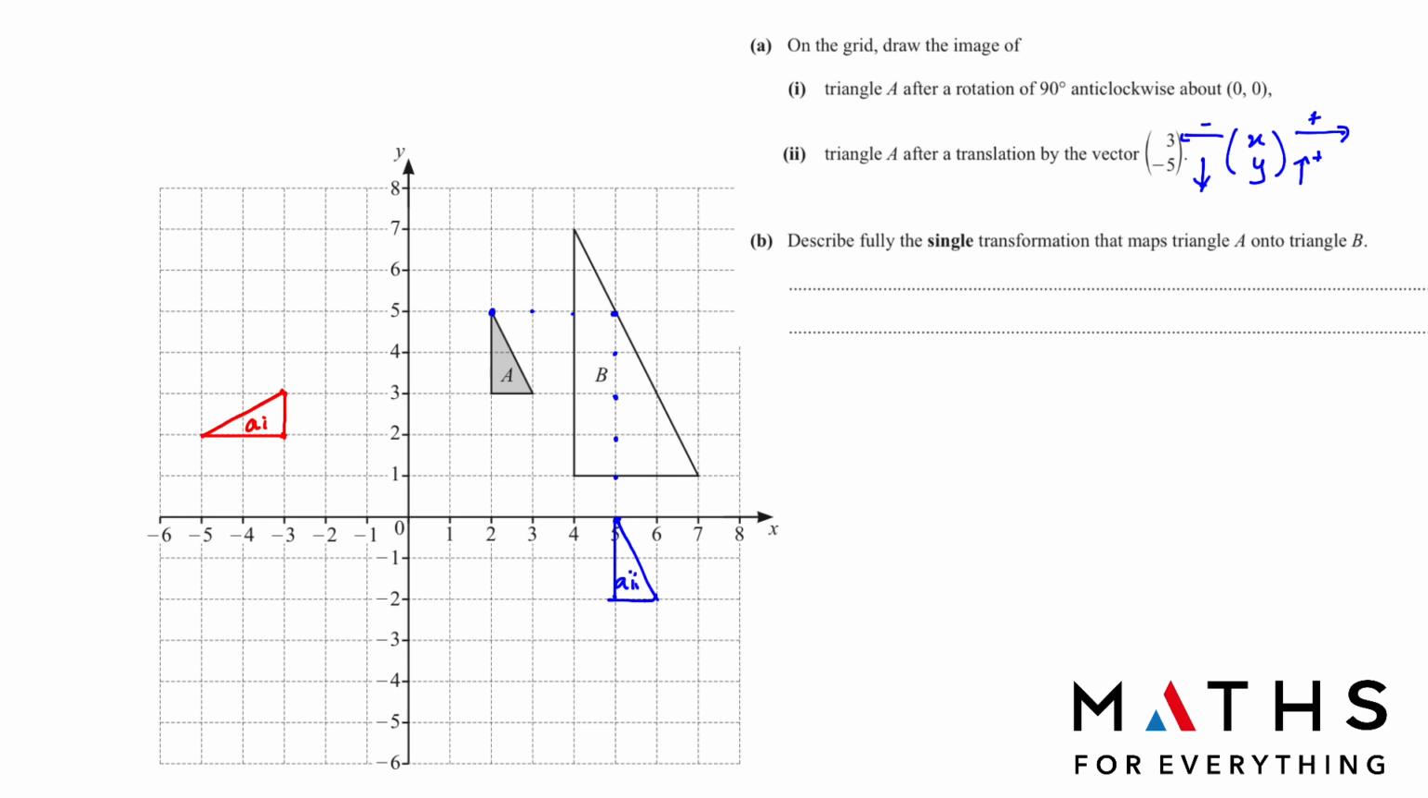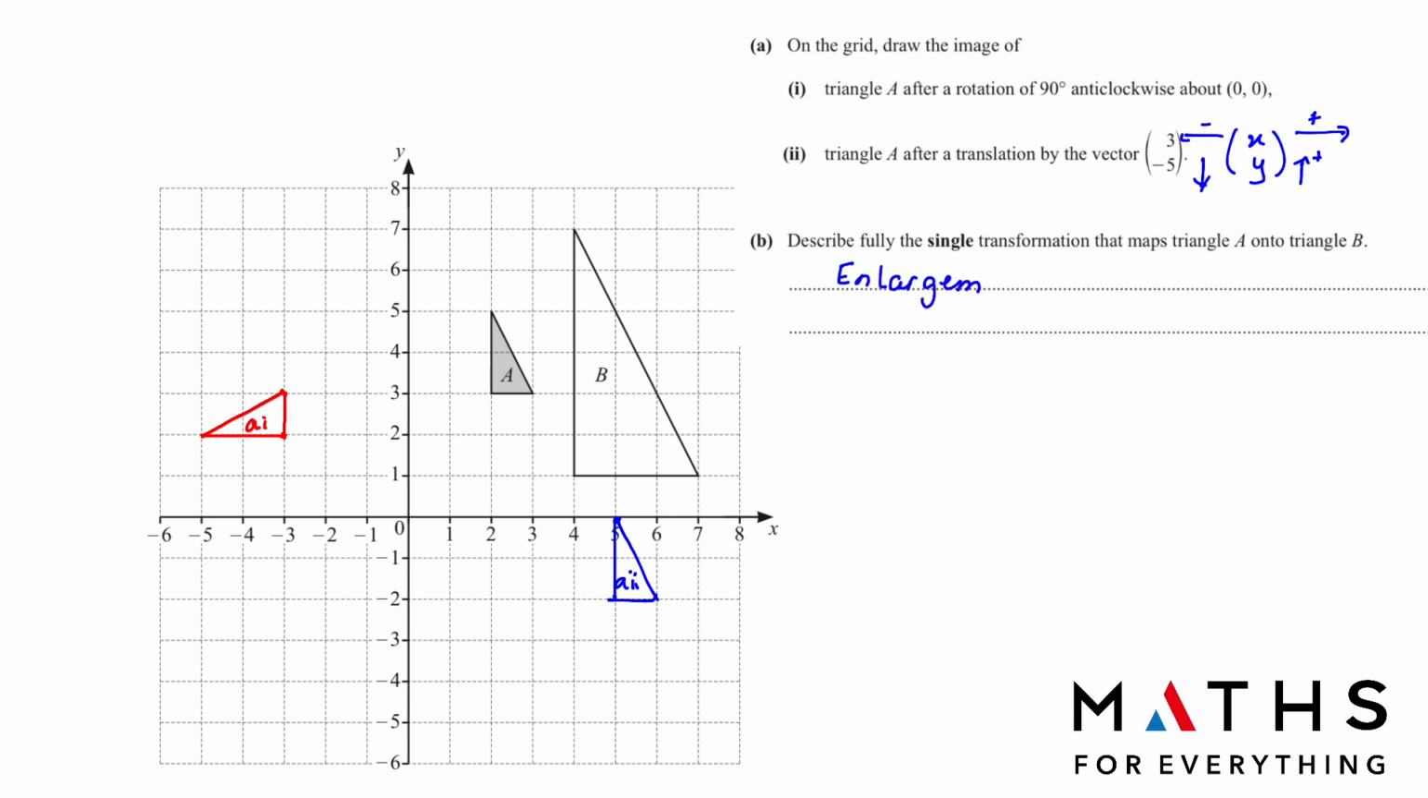Next, we have: describe fully the single transformation that maps triangle A onto triangle B. As you can see, there's a change in size. Change in size is always enlargement. This is a 3-mark question, so you need to write 3 steps.